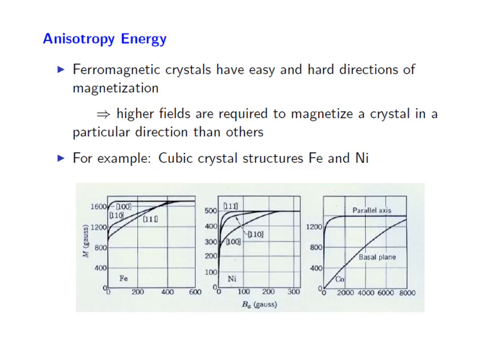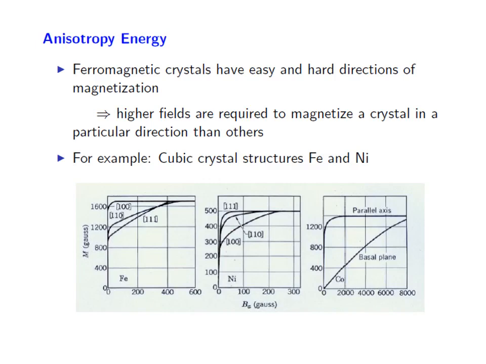In the first graph we can see the curves for iron. In the 100 direction we can saturate the magnetization by applying a small magnetic field. So 100 is the easy direction for iron. 111 is the hard direction for iron, because we have to apply a larger magnetic field to saturate the magnetization along the 111 direction. Similarly for nickel, the easy direction is 111, the hard direction is 100.